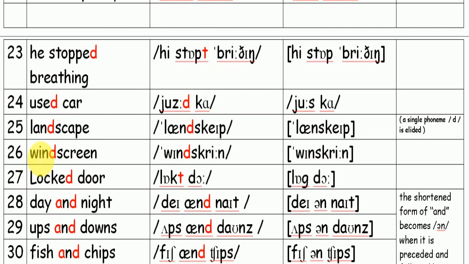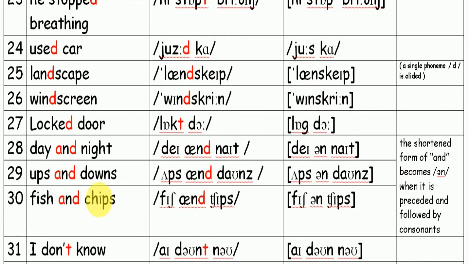Landscape, windscreen. And instead of saying locked door, we say locked door. Here the sound is voiced. So we have to use G sound instead of K, which is voiced, because it's followed by a voiced sound, which is D. This is called voicing assimilation.